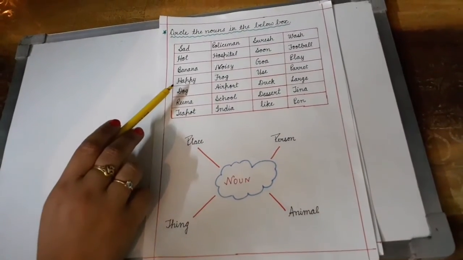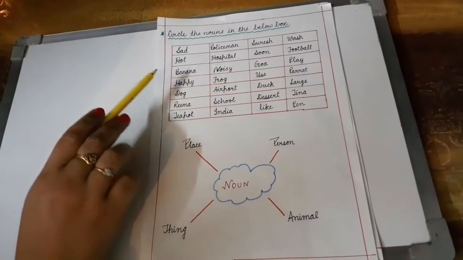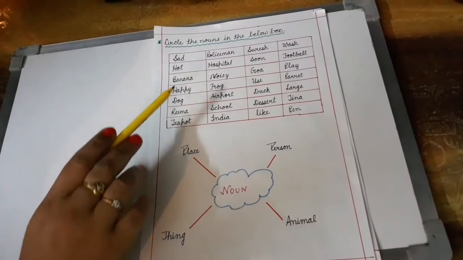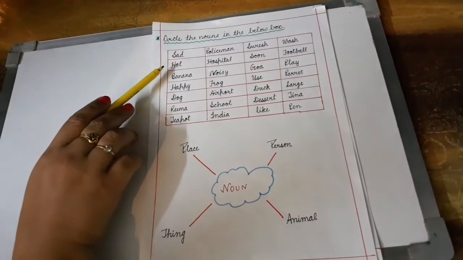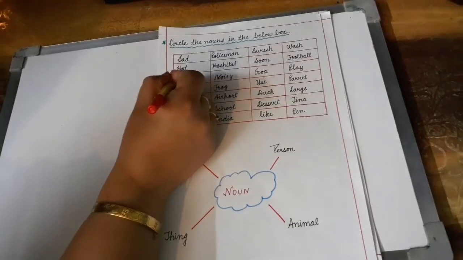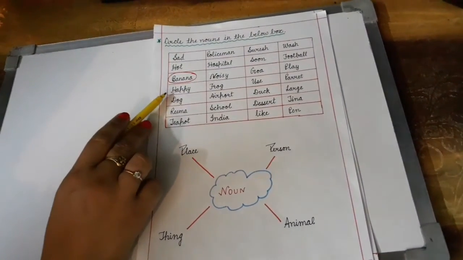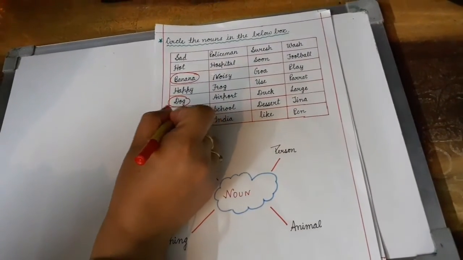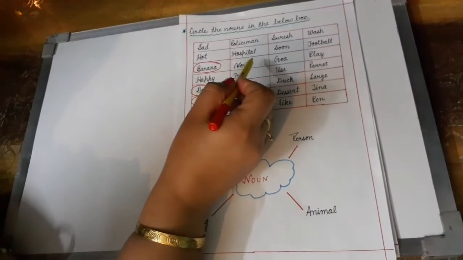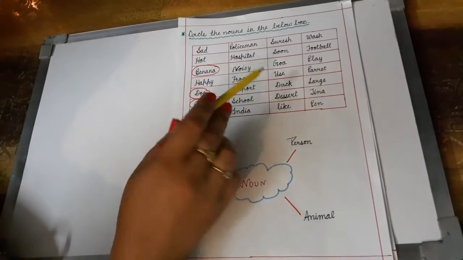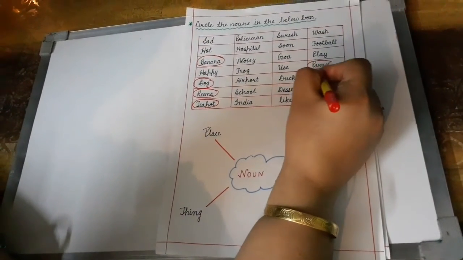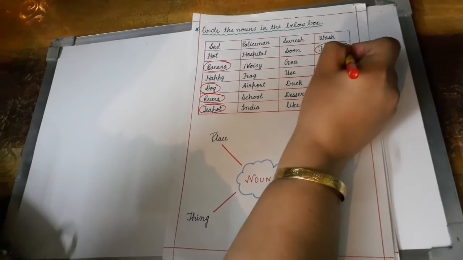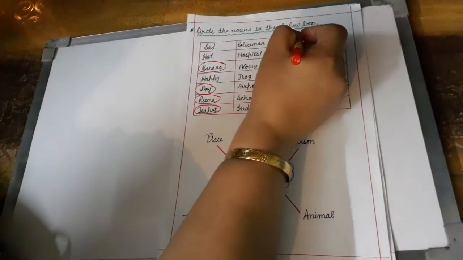So, in this grid, we will find that some words are nouns and some are not. So, let's circle the nouns. Sad, no. Hot, no. Banana, yes. Happy, no. Dog, yes. Rima, yes. Noisy, no. Use, no. Parrot, yes. Play, no. Football, yes. Suresh, yes.